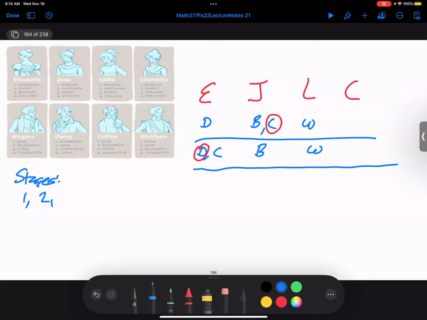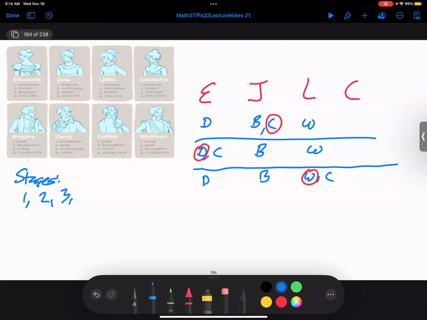Lydia. So now it's going to be Darcy, Bingley, and then Lydia is going to have Wickham and Collins. Are things going any better for Collins? No, Lydia looks at it and goes, oh, Collins, no, thank you. I will go with Wickham.